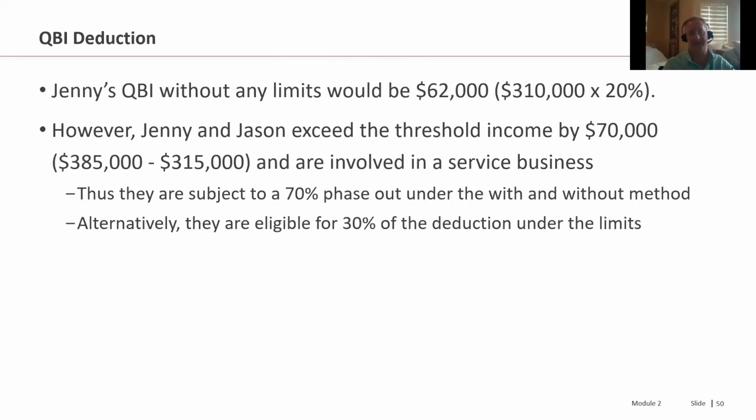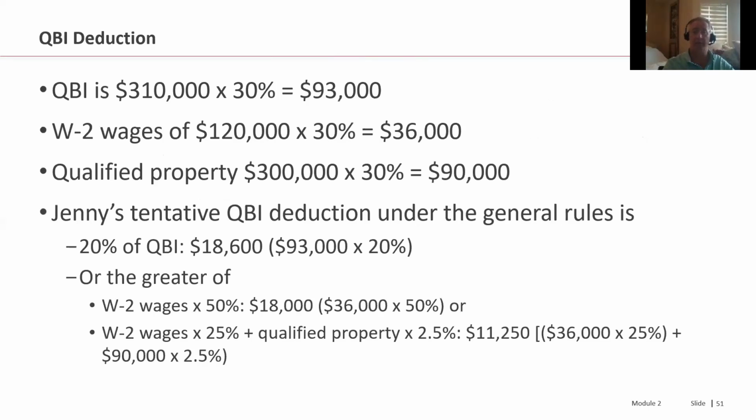However, they exceed the threshold by 70,000, 385 minus 315, and they're involved in a service business. As a result, you could think of it as if to say they're subject to a 70% phase out, right? Because they're 70% along the way to a complete phase out. Another way of thinking about it is they're eligible for 30% of the deduction. So that 30% is going to become magical because what we're going to do is apply the limit using 30% to everything.